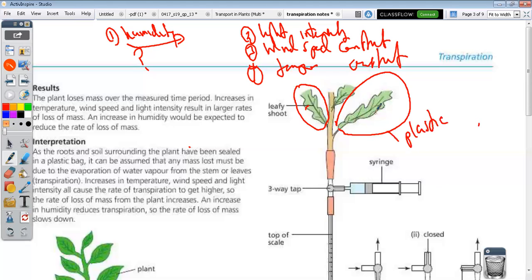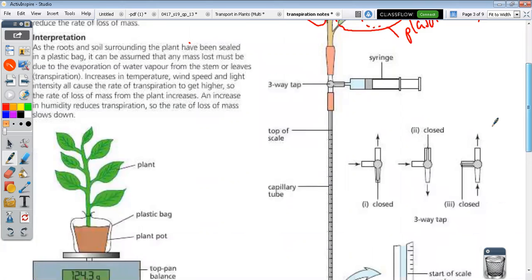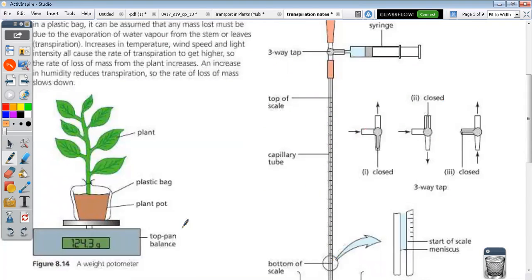When transpiration takes place, let's agree, it's water vapor. Water as a gas. Can the vapor escape? It can't escape, so it will condense. This eventually creates a humid environment, and that humid environment is going to lower your transpiration. Clear?